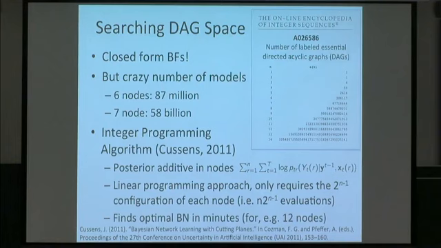The slow step is evaluating all the different configurations: for each node I have to consider all the possible configurations of my parents. There are 2 to the n minus 1 possible parents I can or cannot have, and I just have to do that for each node. Then actually running the IPA, the integer programming algorithm, is really quick.